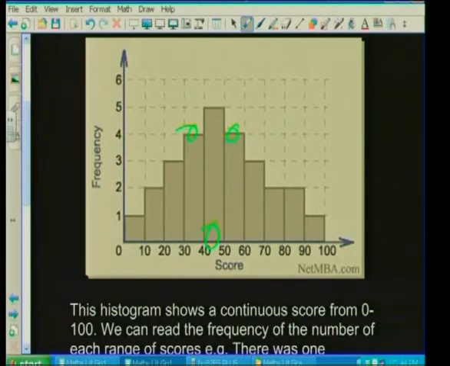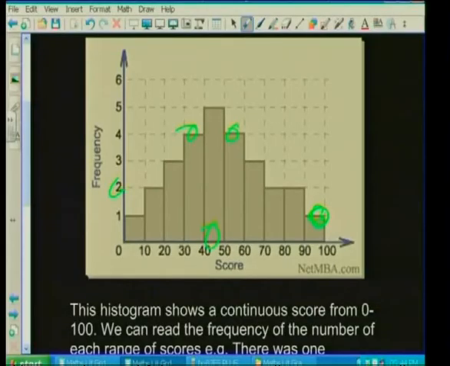Sadly, this class is not the brightest class. Only one person got in the 90s. Another two, look at this, only two got in the 80s. So a total of 3 people got a level 7. Out of how many people? How many people in this class?